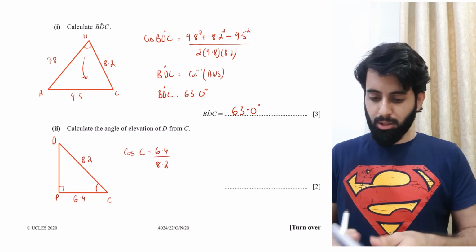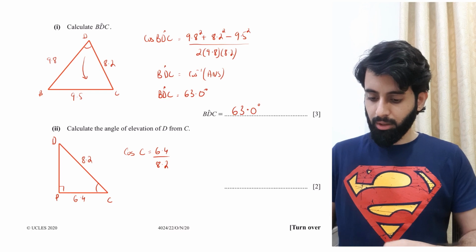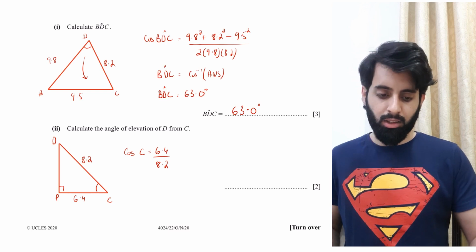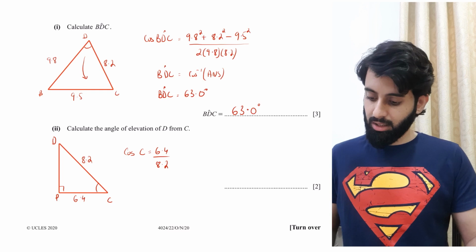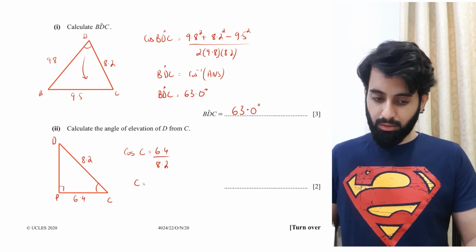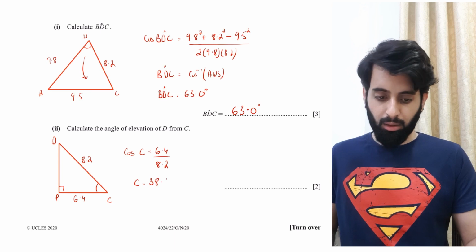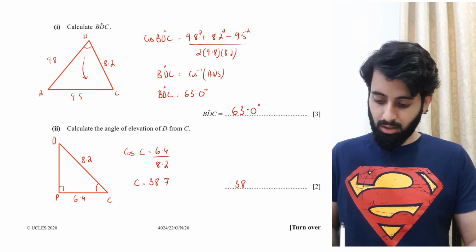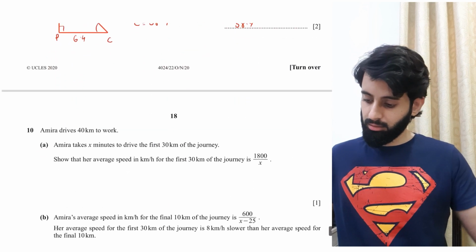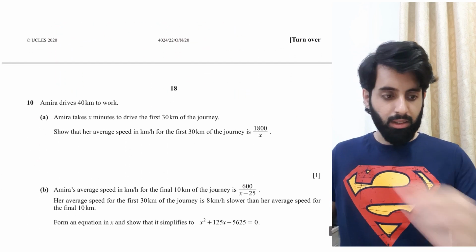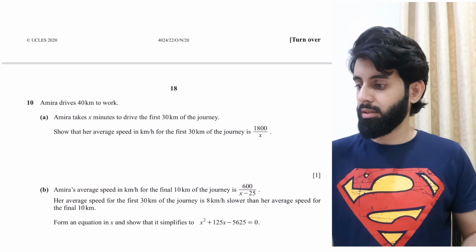So I'm going to do 6.4 divided by 8.2 and then cos inverse of the answer, which turns out to be 38.69. Since we have a rule that angles are given correct to one decimal place, we'll log this as 38.7 degrees. So there you go. Pretty simple. Okay, so that was that, and we have another question.